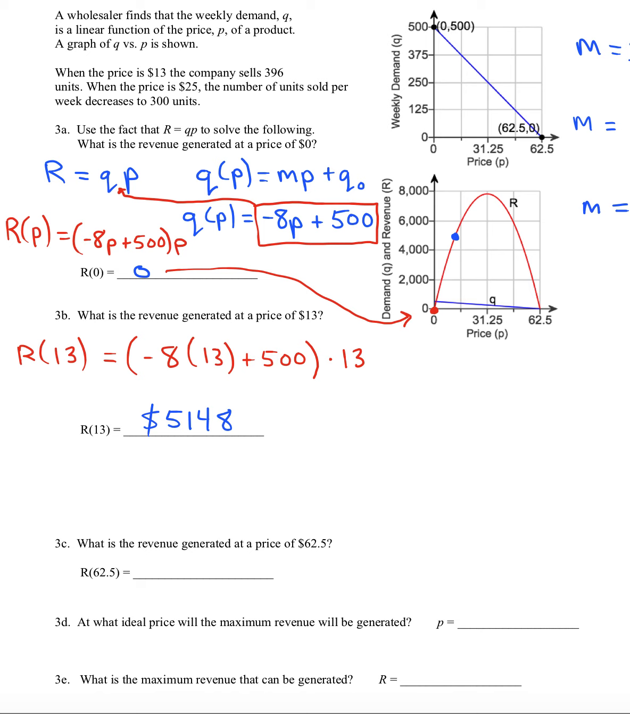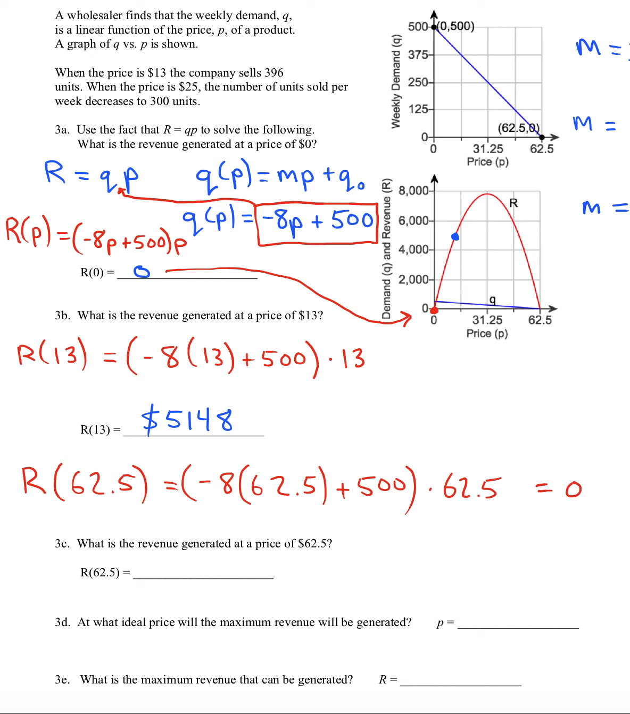Now it asks, what is the revenue generated at a price of $62.5? Let's use the formula we created. It comes out to 0. Now which point is this on the graph? It's the other side of the parabola.